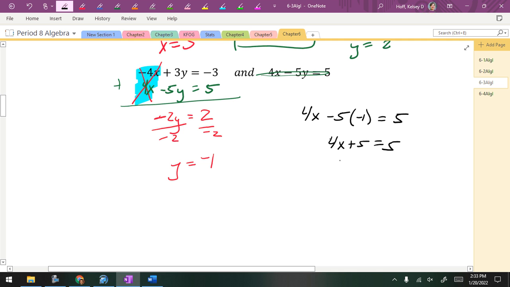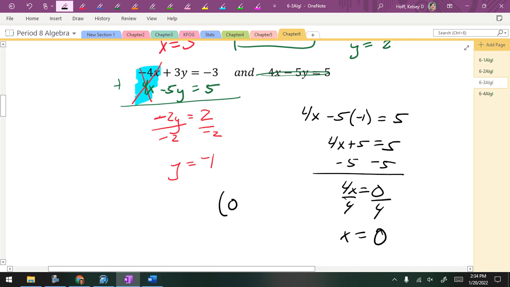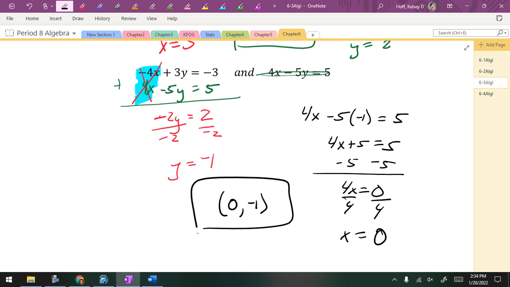Then I minus 5. You still have a variable. You divide by 4. 0 divided by anything is 0. So this does have a solution. It would be 0, negative 1. You can't write no solution if you still have a variable. No solution, an infinite solution, only happens when your variable cancels.